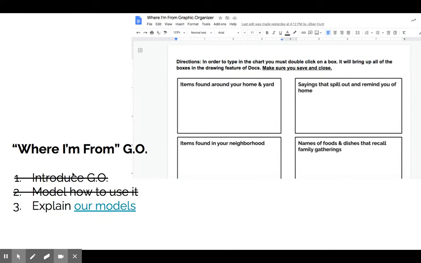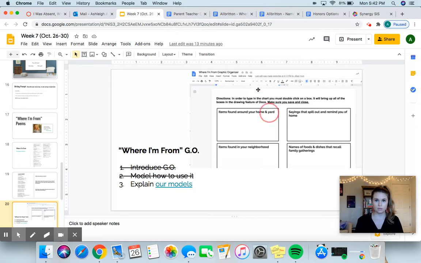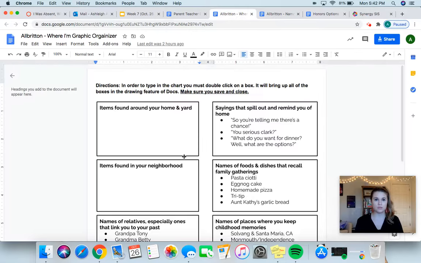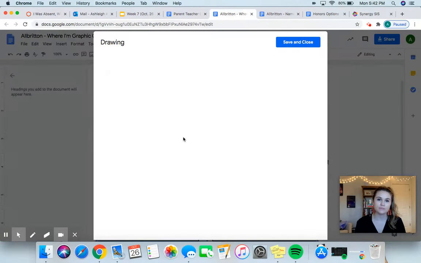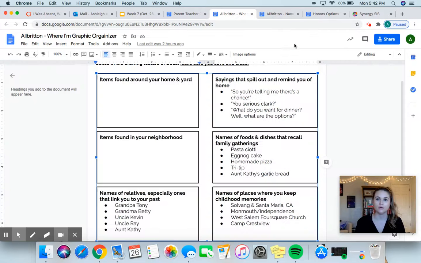Okay, I don't need to introduce this or model how to use it because you did that with our name poem graphic organizer. So I want to show you my model. This is a Where I'm From graphic organizer. It's the same format, but different questions, different prompts than our name poem. I haven't finished filling mine out yet, but you can see the majority so far. So again, you're going to double click. And when you do that, it should open up this, and then you can start actually typing. And then you want to make sure that you hit save and close when you're done.